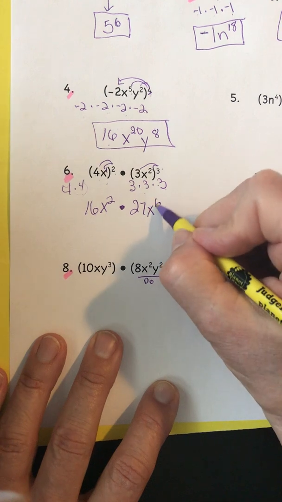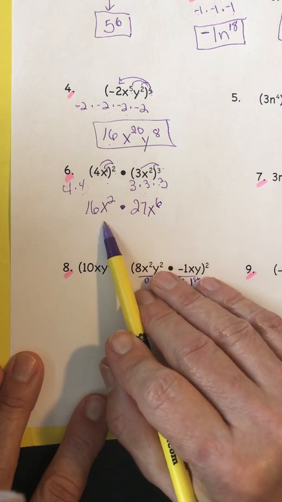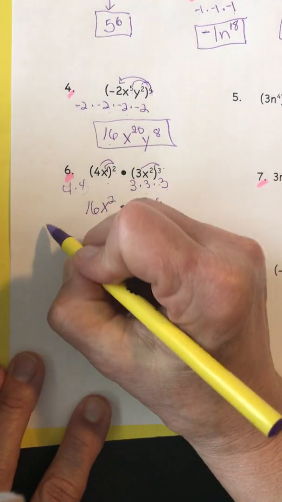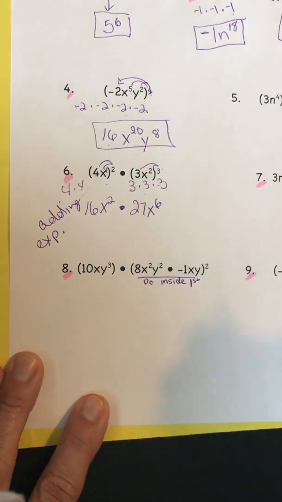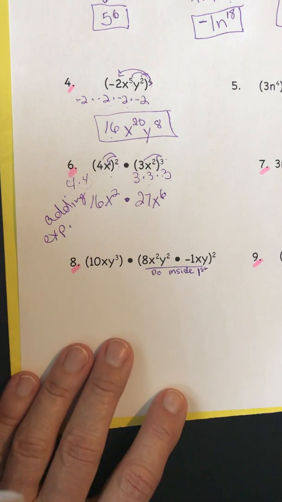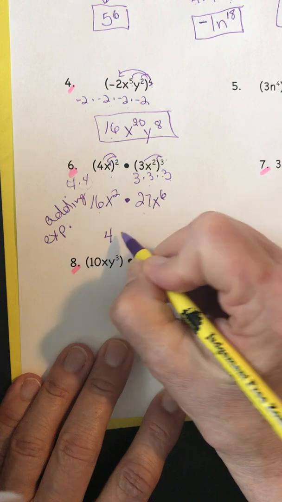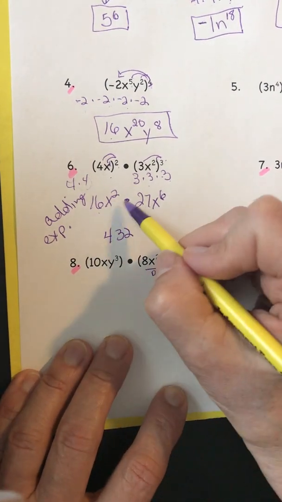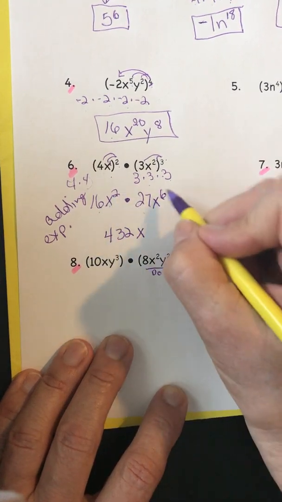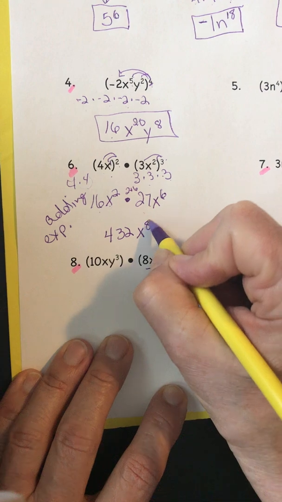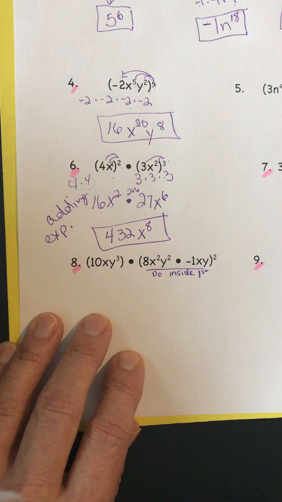2 times 3, 6. So now I'm in that situation where I'm no longer dealing with power of powers. Okay, I've gotten rid of that. So I'm going to be adding exponents. First of all, I have to multiply 16 times 27, and I did that on my calculator, and I got 432. Now I'm going to add x2 and x6. That would give me 2 plus 6 is 8, and that is my answer. Okay, pause me if you need to copy this.